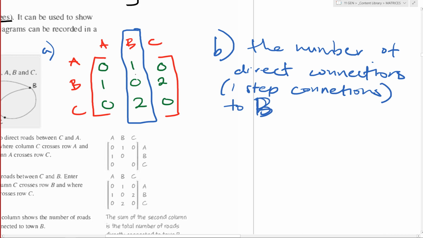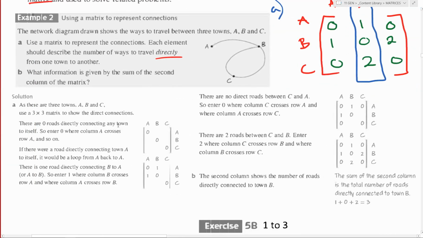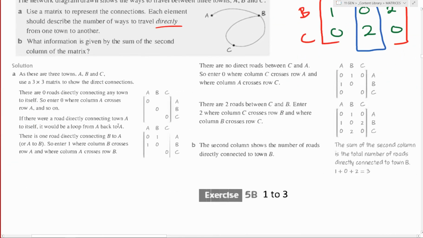In this case, you have 1 plus 2, which is 3. There are 3 connections to B. That's what that second column is saying. Pretty straightforward, I think. That's basically it for that.